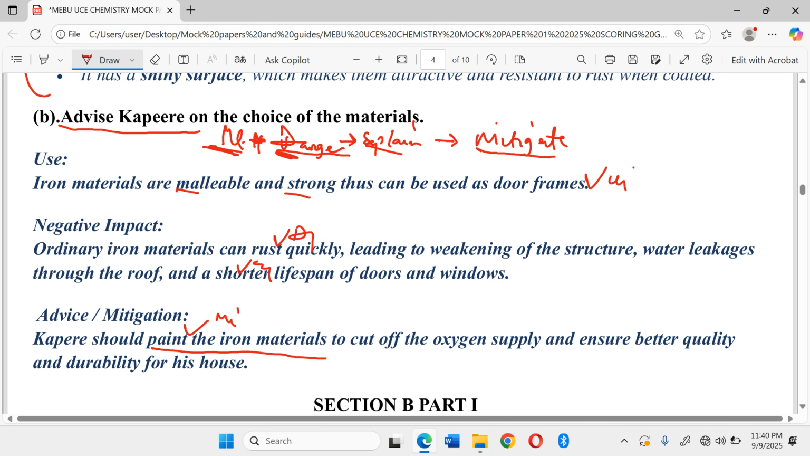So that is it about section A, and I want us now to go direct to section B.